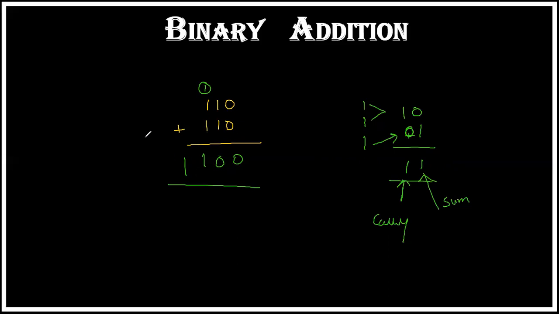If we want to verify it, as we know this is 6, 6 plus 6, we have 12. You can see this is the binary of 12.